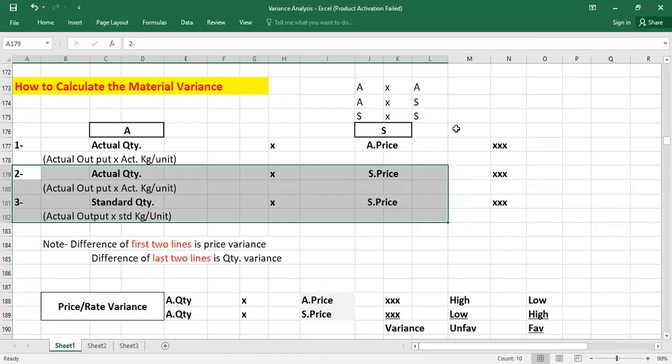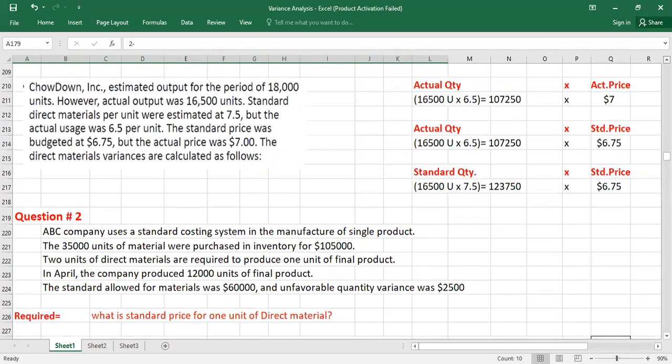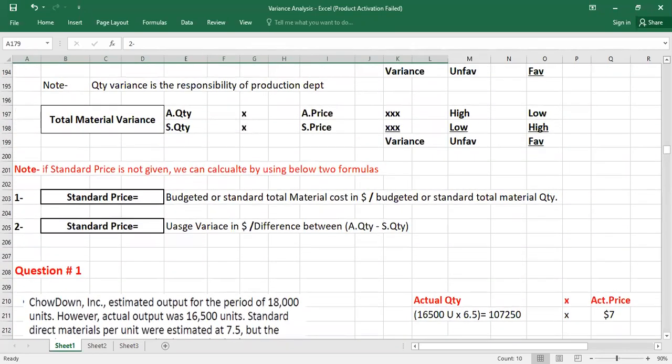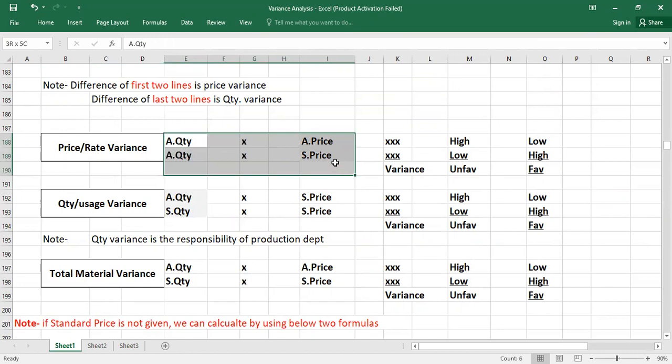Now we are going to look here, as you can see here guys. First we have the price or rate variance, and this is the formula for it. You will take actual quantity multiplied by actual price, and actual quantity multiplied by standard price. Once you multiply, you will get one value here, a second value here, and the difference will be the variance.